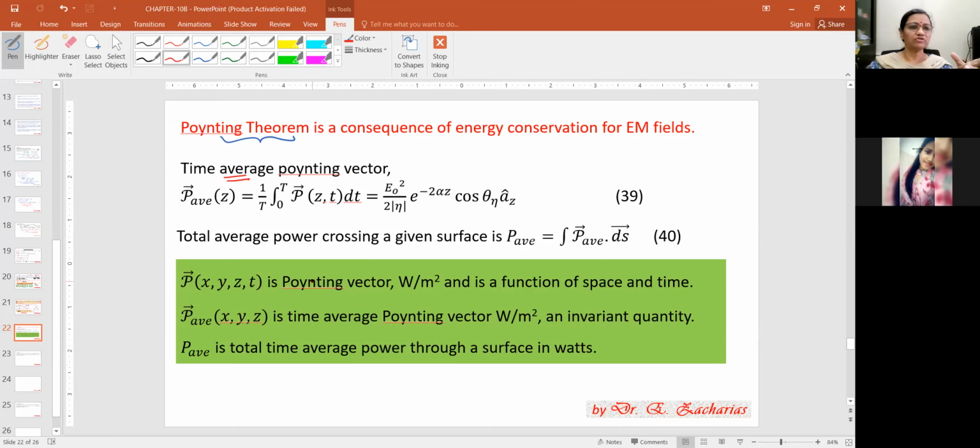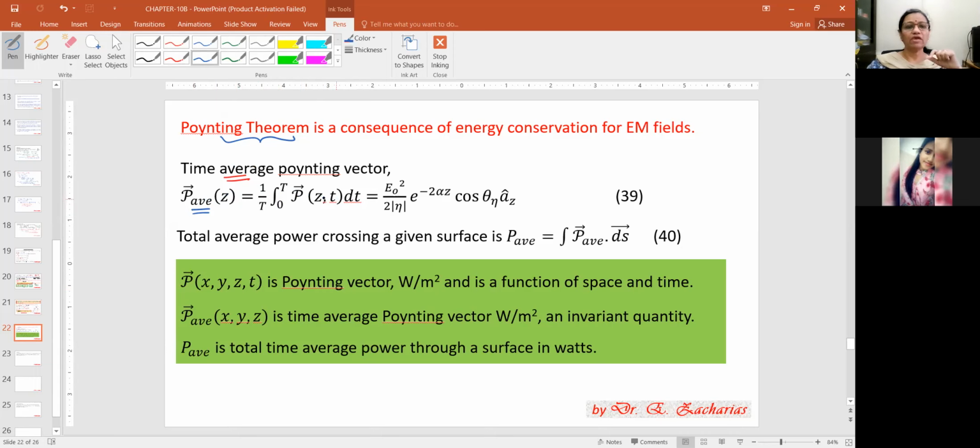This I'm sure you all studied in mathematics. So let's just do that. P average is going to be a function of position only. It is not going to be a function of time, because you have averaged over a given cycle. So it is 1 by T, integral 0 to T, P dt.